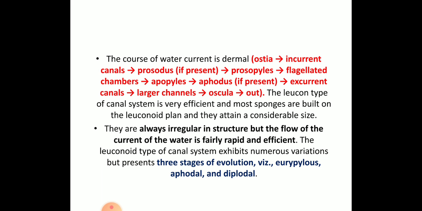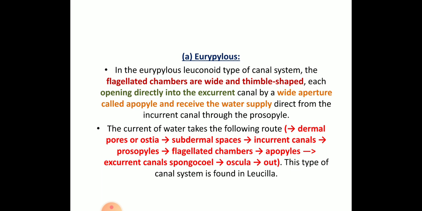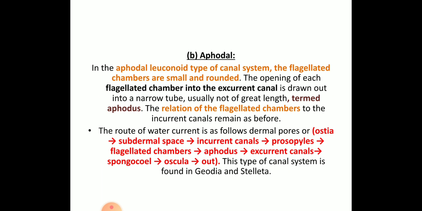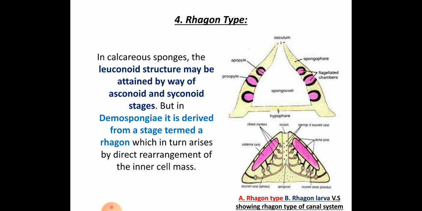Due to that, 3 stages are there: eurypylous, aphodal, and diplodal. It is not necessary to study, but I am going to tell about one more type, that is the Rhagon type. The Rhagon type is the 4th type of canal system, but this is not in your syllabus, I am just making a note on that. It is a calcareous sponge which is a part of the last one, leuconoid.